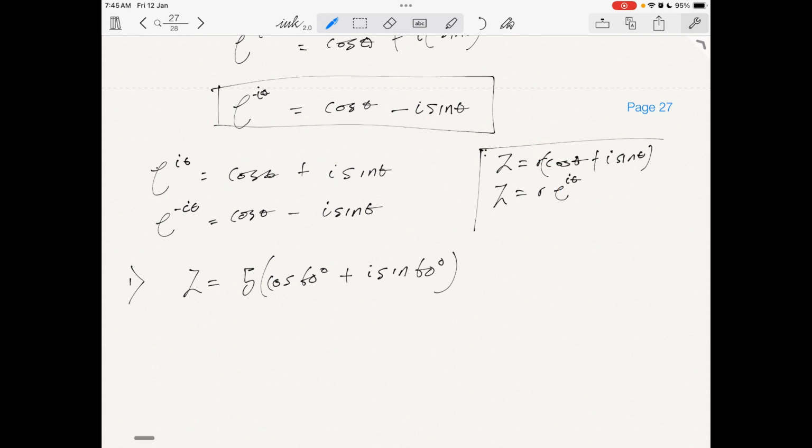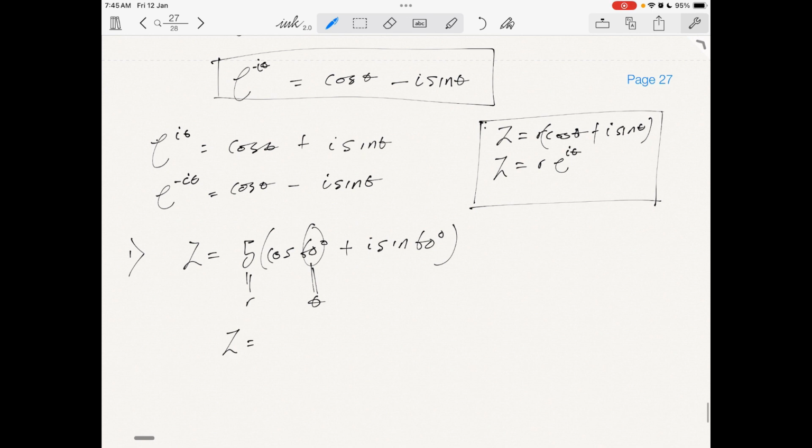Okay. Now, therefore, once we write this in exponential format, we know that this is our r and this is our theta. So therefore, our z in the exponential form will be equal to 5, following this, 5 is r, e^(i 60 degrees). However, this theta here and this theta here should be in radians and not in degrees.